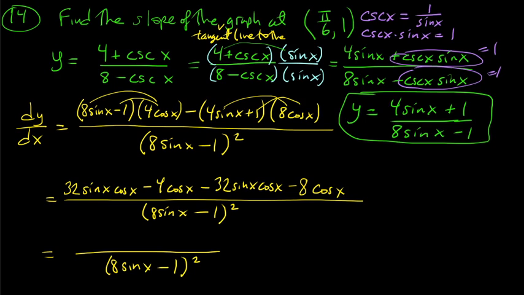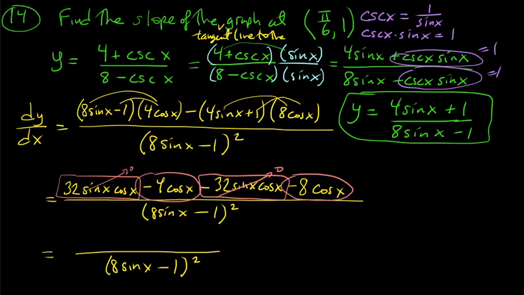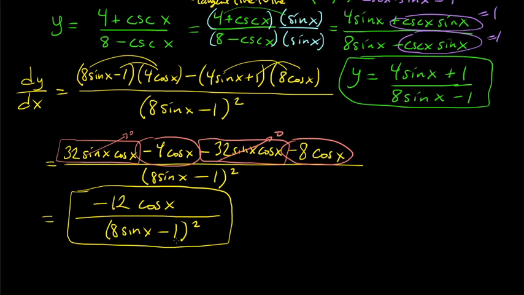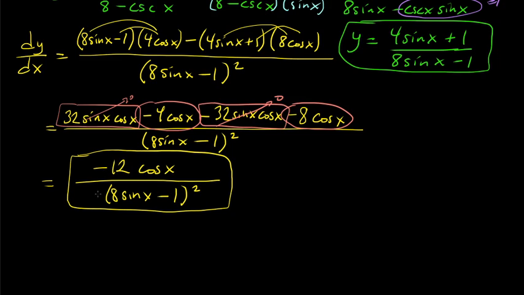So look what happens in the numerator here. We have 32 sine x cosine x minus 32 sine x cosine x, which is 0. Right, so these just add up to 0. And then negative 4 cosine x minus 8 cosine x is negative 12 cosine x. So that's it. That's about as simple as it gets here, right? Negative 12 cosine x divided by 8 sine x minus 1 quantity squared.